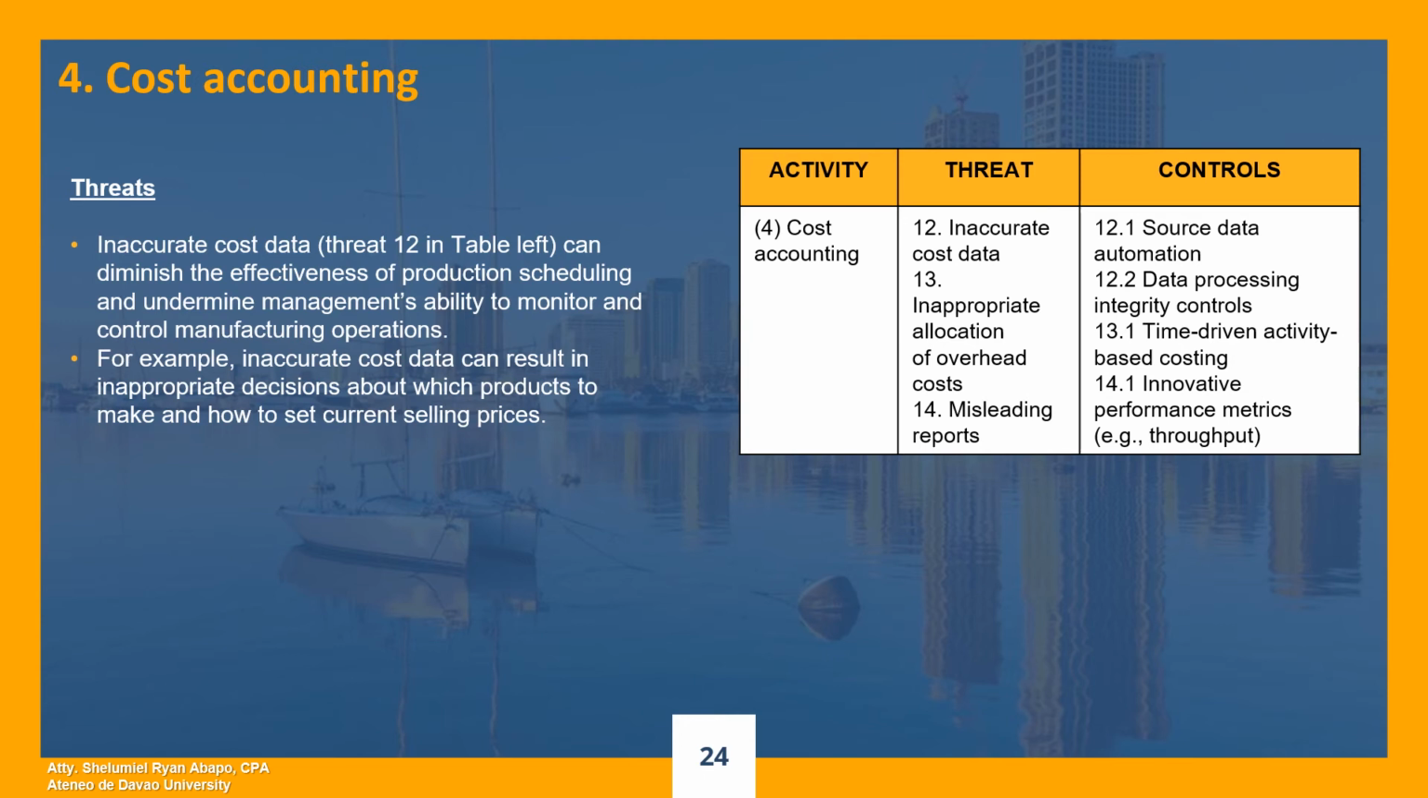Now, let's proceed to the threats under cost accounting. Well, under cost accounting, the threat would be inaccurate cost data, which can diminish the effectiveness of production scheduling and undermine the management's ability to monitor and control manufacturing operations. For example, inaccurate cost data can result in inappropriate decisions about which products to make and how to set current selling prices. Errors in inventory records can lead to either over or underproduction of goods.